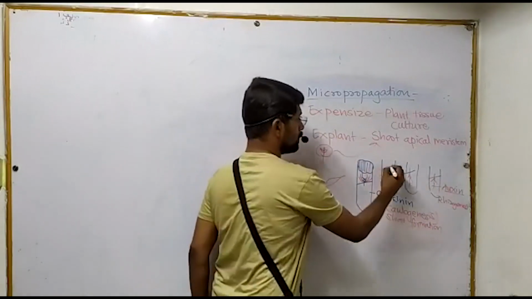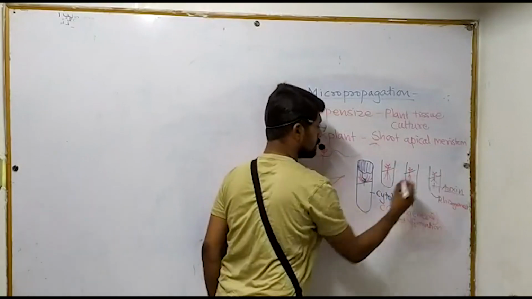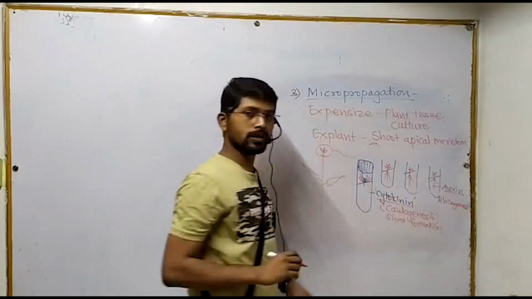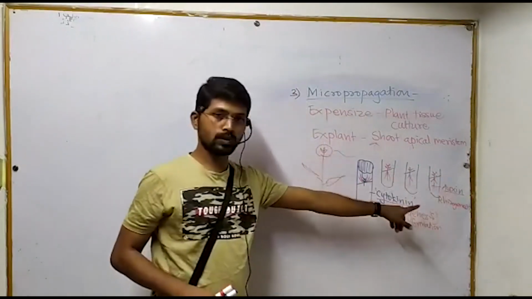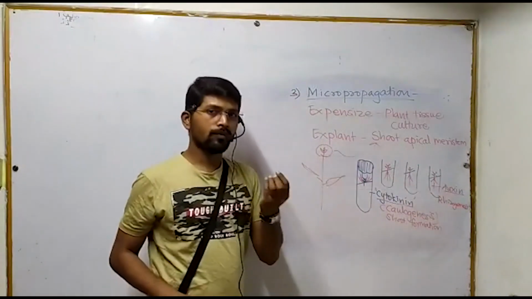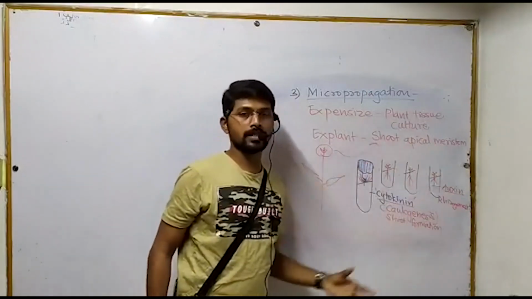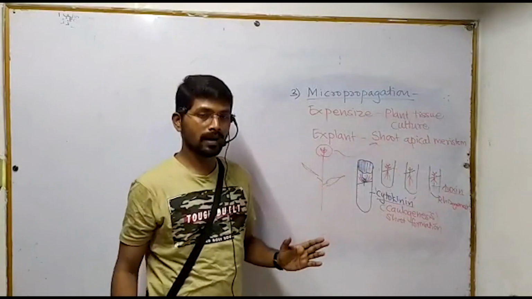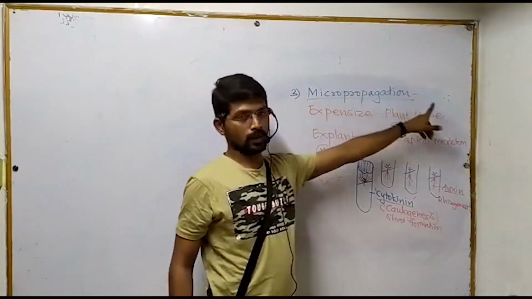Now, these multiple shoots, shooting is already done there by the application of cytokinin. Again, by treating with auxin, the root system is also developed. In this way, from a very small amount of tissue material, from a very small amount of shoot apical meristem, you can produce thousands of plantlets in a very short or stipulated time. This is the beauty of micropropagation.